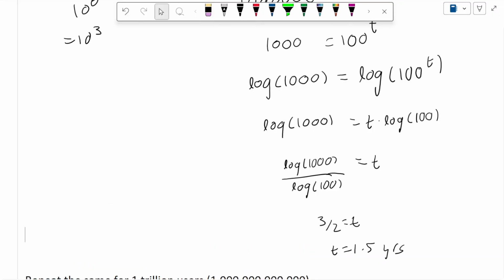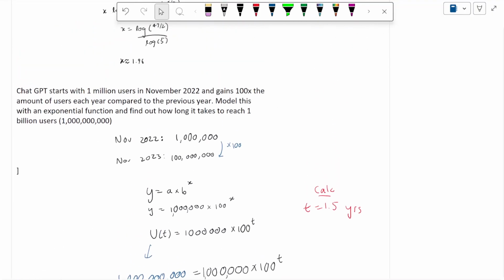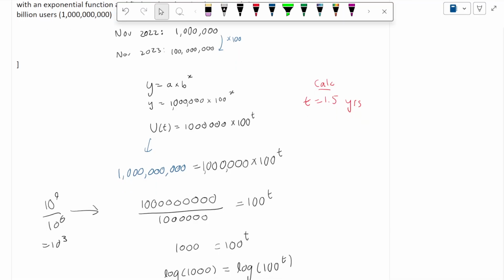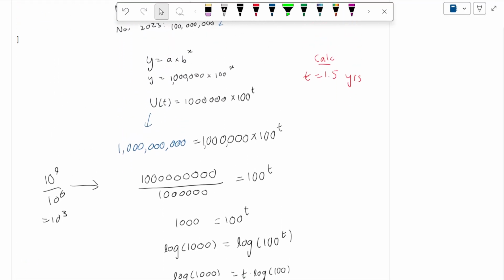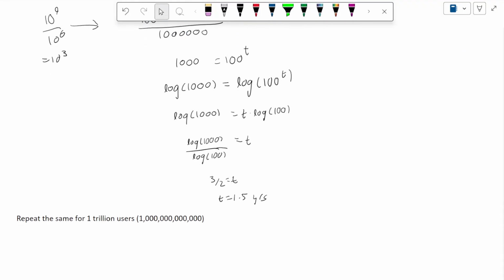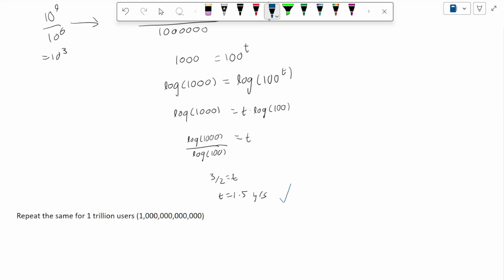That's just the nature of exponential growth. You start off with 1 million, which is quite small compared to 1 billion, and before long you're at 1 billion. Exponentials grow quickly. And you can see this is what the calculator said as well, 1.5 years, which matches our value from by hand.